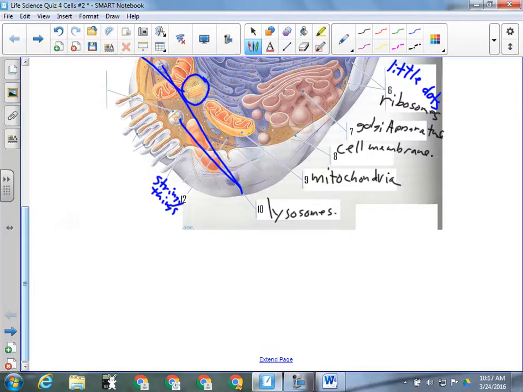Number 12, the stringy things. In general, those are the cytoskeleton, but I will accept microfibers, microtubules, microfilaments, as they're all kind of the same thing. The cytoskeleton basically supports the shape of the cell, supports the cell, something about that.